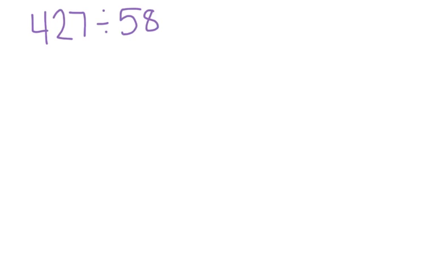In our head, we know that 58 is really close to 60. So in working with our estimation, we want to think about multiples of 60. That may sound overwhelming, but all you're looking for is a multiple of 6 and adding a 0. So I'm going to list out my multiples of 6.